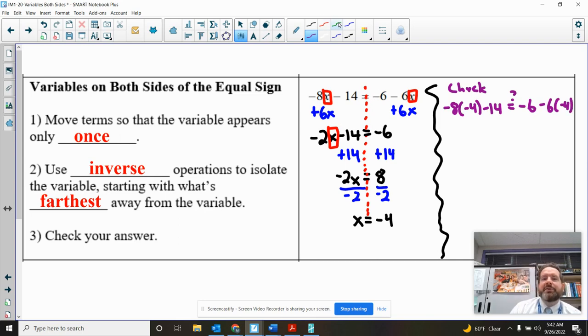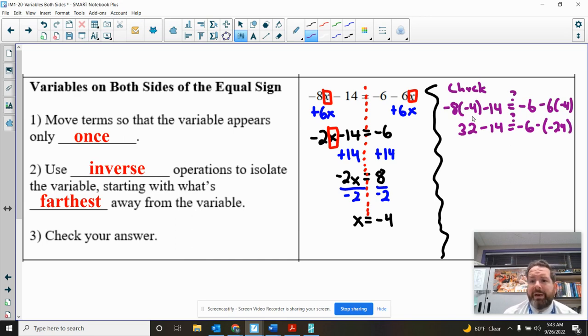Lots of negatives around here, so please be very careful. Negative 8 times negative 4 is positive 32. And then over here, you can think about this a few different ways. When I have a multiplication that comes after a minus, I typically like to just leave the minus and then multiply the numbers, just the 6, because I've already taken care of that minus sign, just the 6 and the negative 4. And those multiply to negative 24.